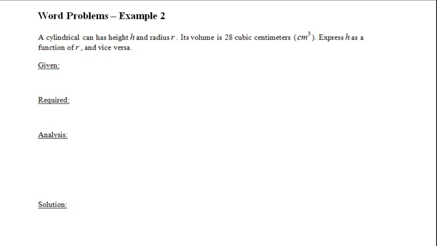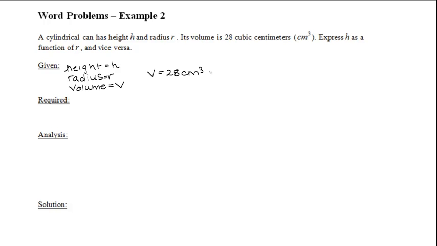So we're going to start with given. So here we're given that height is going to be h. Radius is going to be r. And then we also know that the volume, which I'm going to say is V, we know that volume is going to be 28 centimeters cubed. So that's all that we're given in the question, and then now we're going to move on to required.